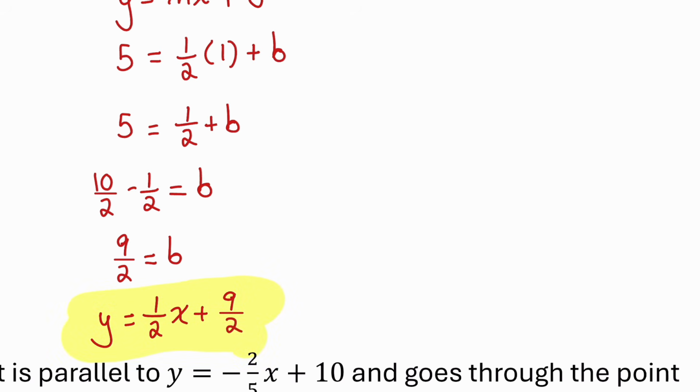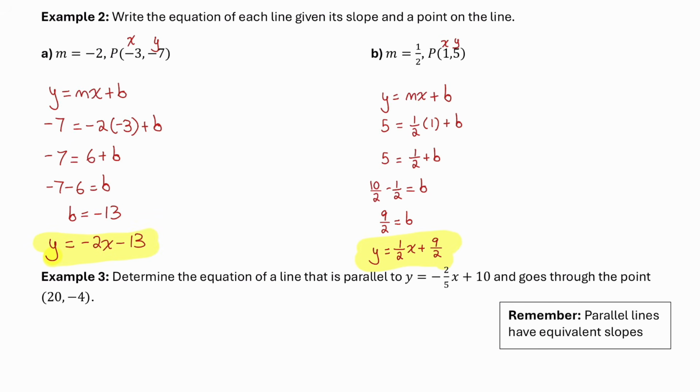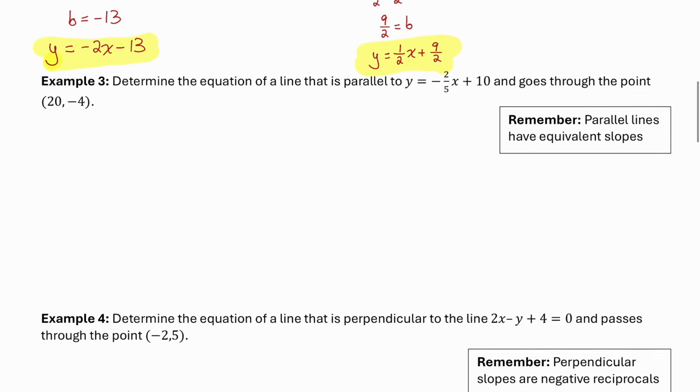Always in the final answer, we sub in for m and b, not x and y. So there we go, we've done example 2. Let's move on to example 3.